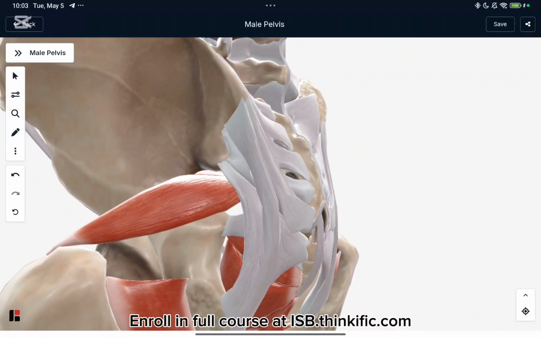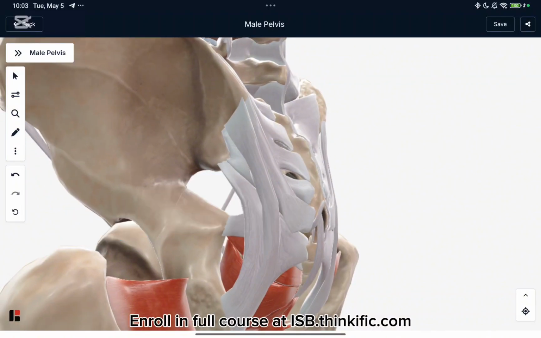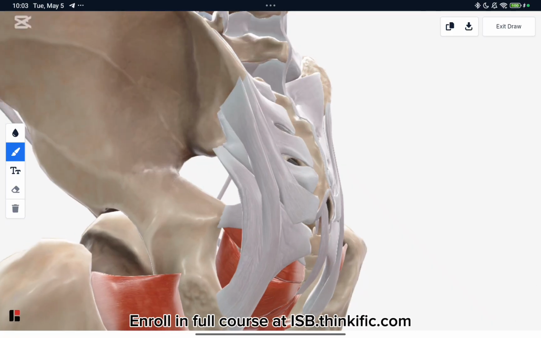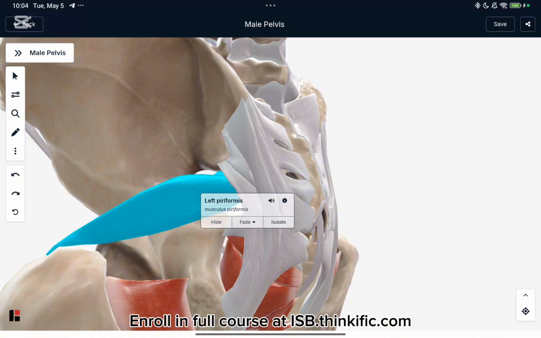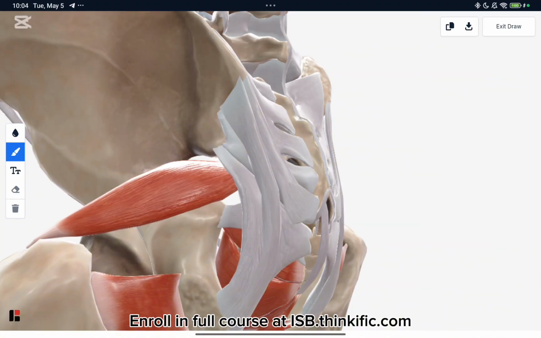Let's remove the piriformis, okay? And now we can see the full extent of the greater sciatic notch, isn't it? And foramen. Now let's bring it back. Let's bring the muscle back. Now, when the muscle is back, it will actually divide the greater sciatic notch into two compartments: a compartment below, called inferior compartment, and a compartment above, called superior compartment.